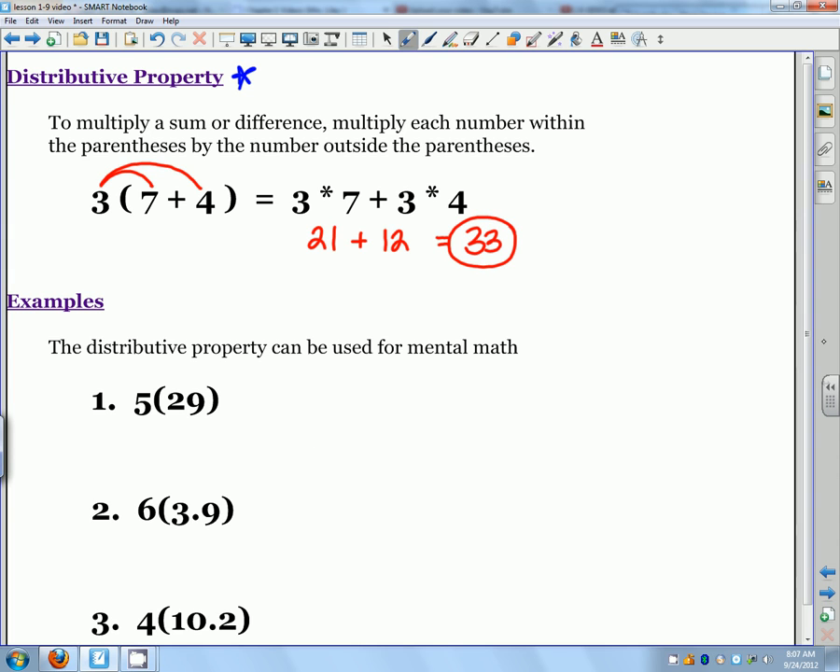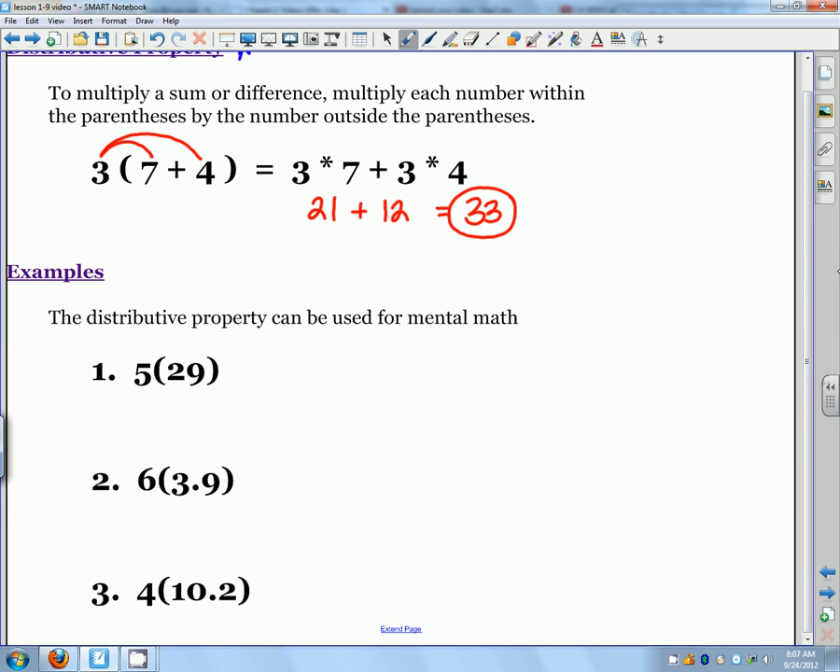So here's some more examples using mental math. So 5 times 29. Now that is a really hard problem to do in your head. I don't think anybody can do this in their head. So what they say to do is do 5 times 30. We can do this pretty simply. So 5 times 3 is 15, and then I just add my 0, and it's 150. Now, 30 is 1 more than 29. So I'm going to subtract 1 five because I want to go from 30 to 29. I subtract 1 five and I get a total of 145.